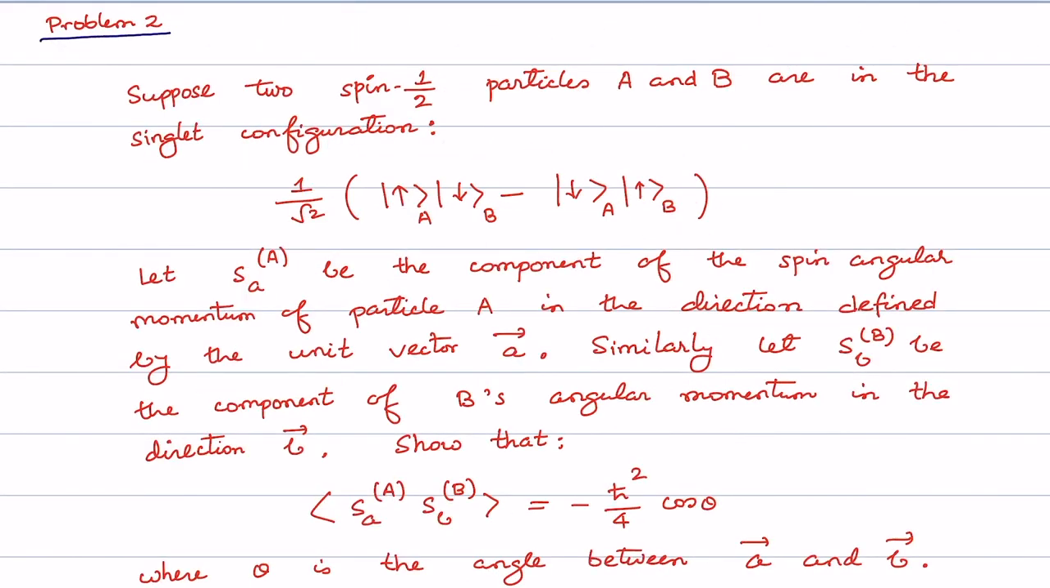Okay, now let us work out this problem. Suppose two spin-half particles A and B are in the singlet configuration. Let S_A be the component of the spin angular momentum of particle A in the direction defined by the unit vector a. Similarly, let S_B be the component of B's angular momentum in the direction b. You have to show that the product of the spins for both particles A and B is given by minus ħ squared by 4 cos theta, where theta is the angle between a and b.